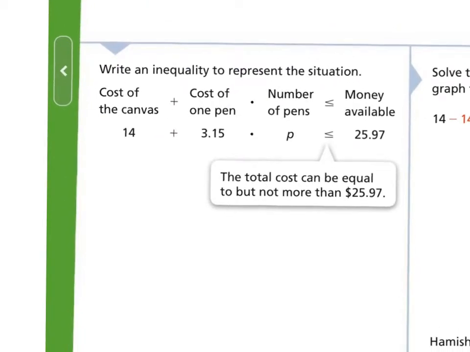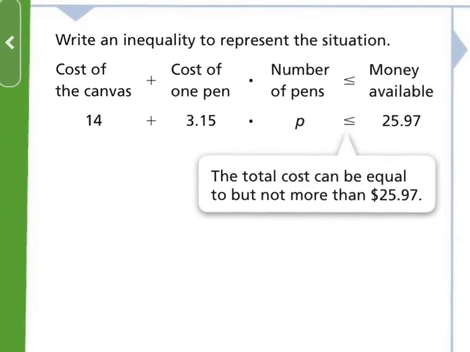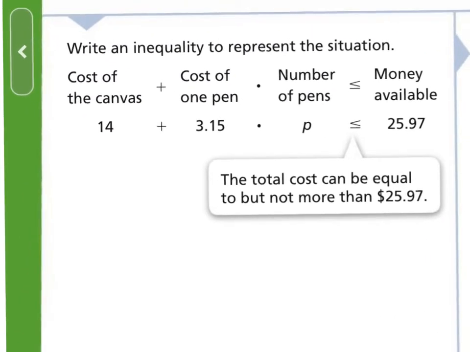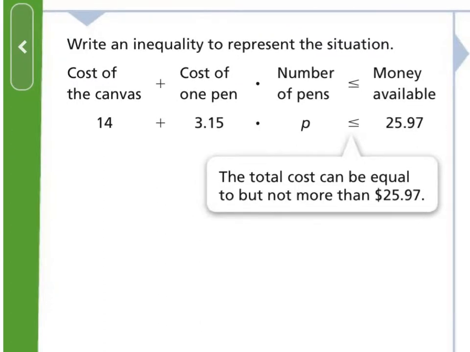Okay, so you can see what they did. First of all, they came up with an inequality. So the cost of the canvas is $14. Pens are $3.15 each, so $3.15 times however many pens we buy, and that total needs to be less than or equal to $25.97.